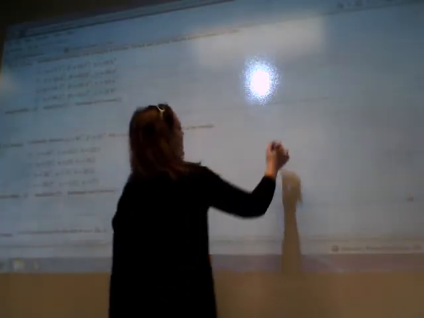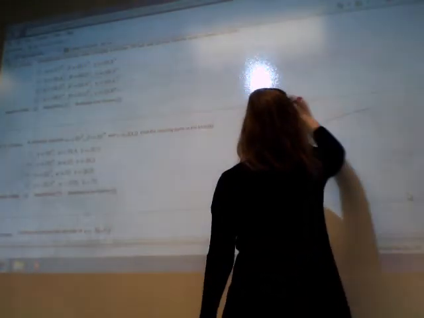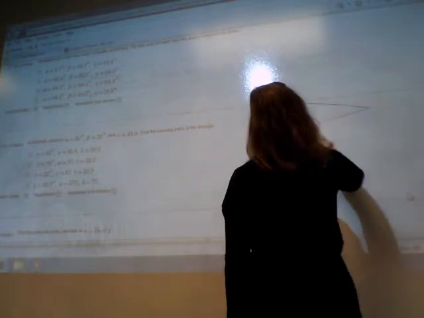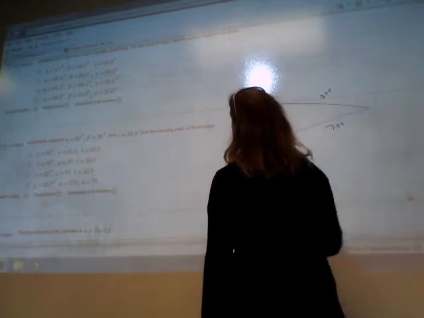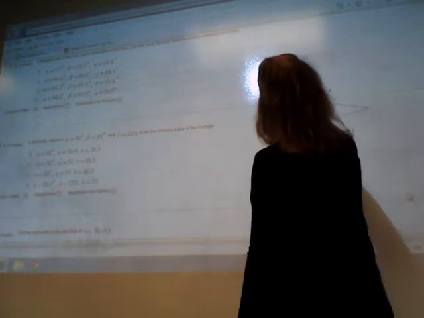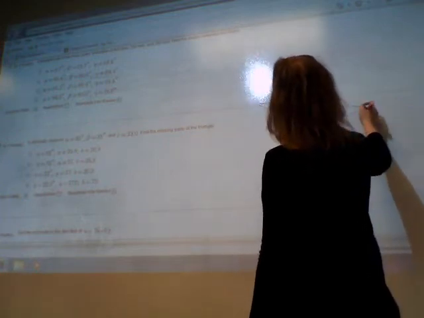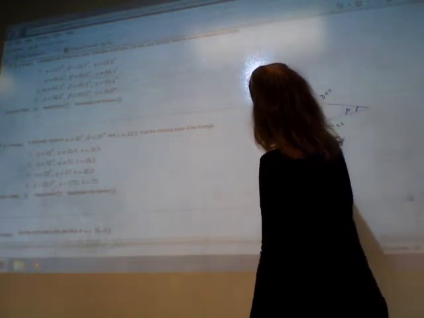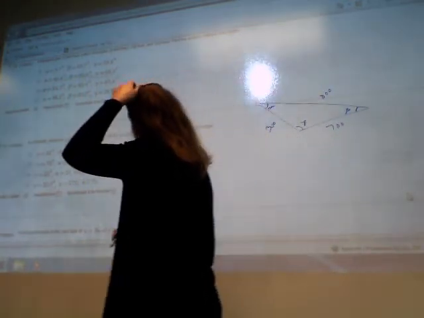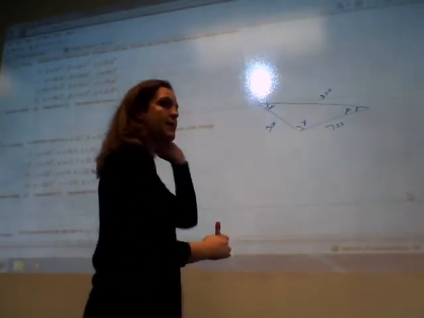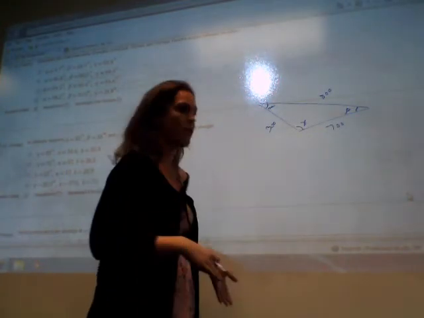All right, so we have a triangular plot of land with three sides, 300, 700, and 800. And we want to find the angles. Let's call that gamma, we'll call that beta, and we'll call that alpha. Okay? And they want us to find the angles between the sides. What do I need to do? Cosines, right? Okay? I can't find it with sines because I don't have an angle opposite a side already.